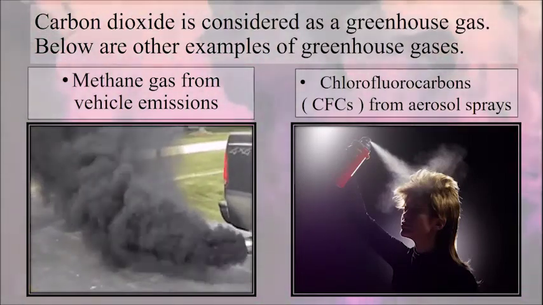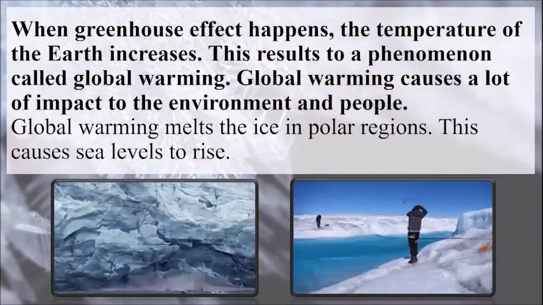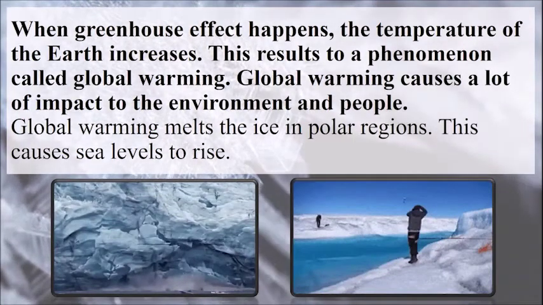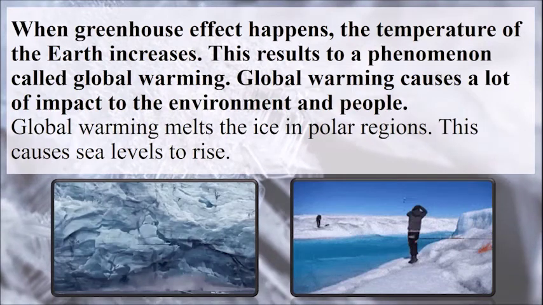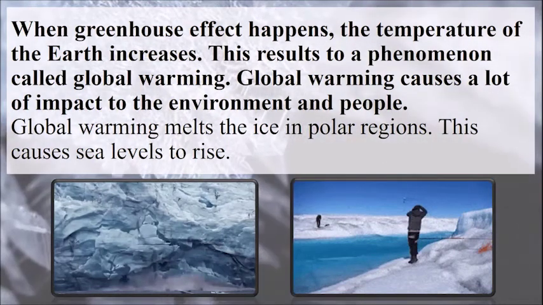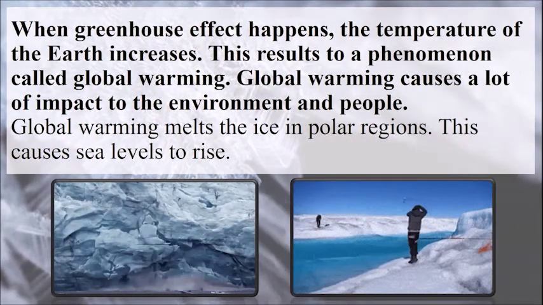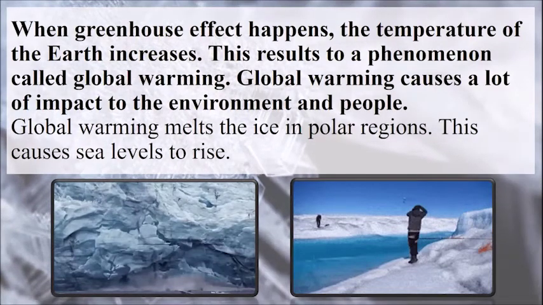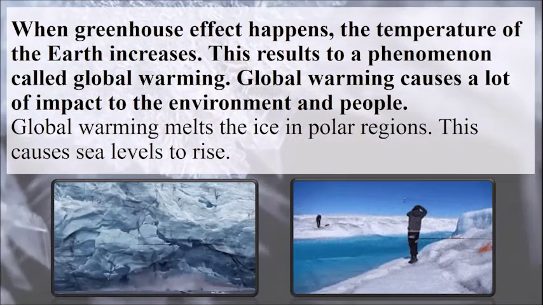When the greenhouse effect happens, the temperature of Earth increases. This results in a phenomenon called global warming. Global warming causes a lot of impact to the environment and people. Global warming melts the ice in polar regions. This causes sea levels to rise.